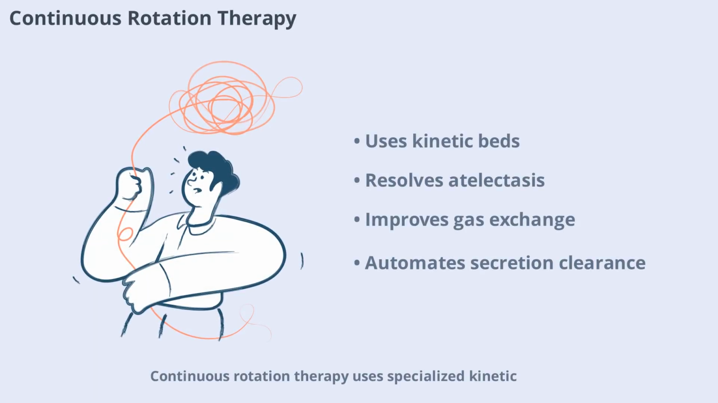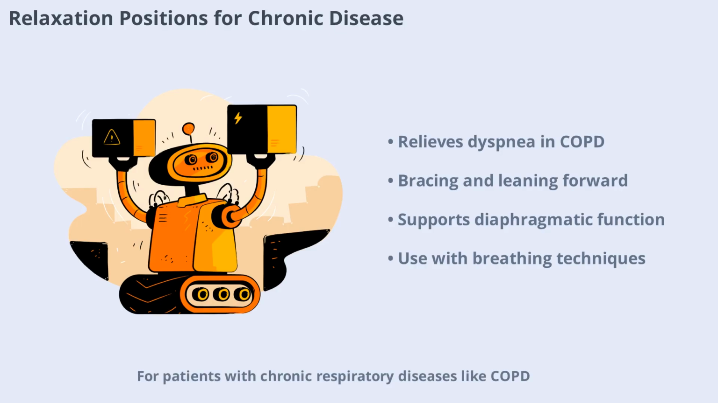Continuous rotation therapy uses specialized kinetic beds to constantly change a patient's position. This technique aims to resolve atelectasis, improve gas exchange, and automate airway secretion clearance. It's particularly useful for mechanically ventilated patients who meet criteria similar to those for prone positioning. The protocol involves tilting the bed to the maximum tolerable angle and setting dwell times for each position, simulating constant movement and minimizing stasis.